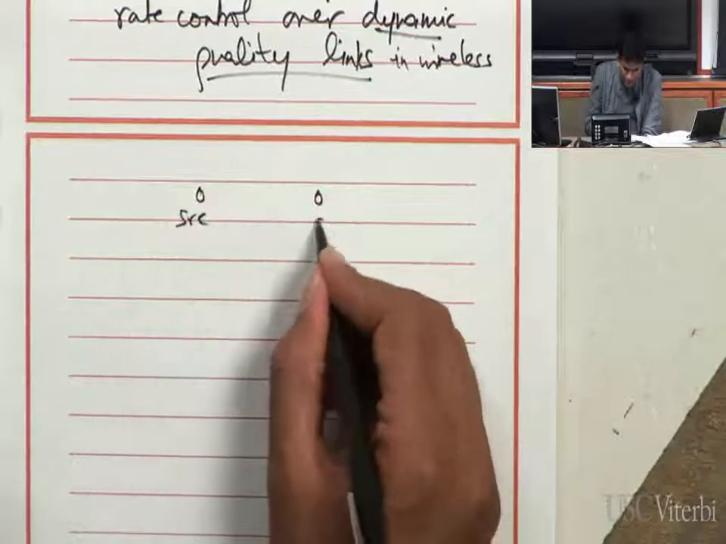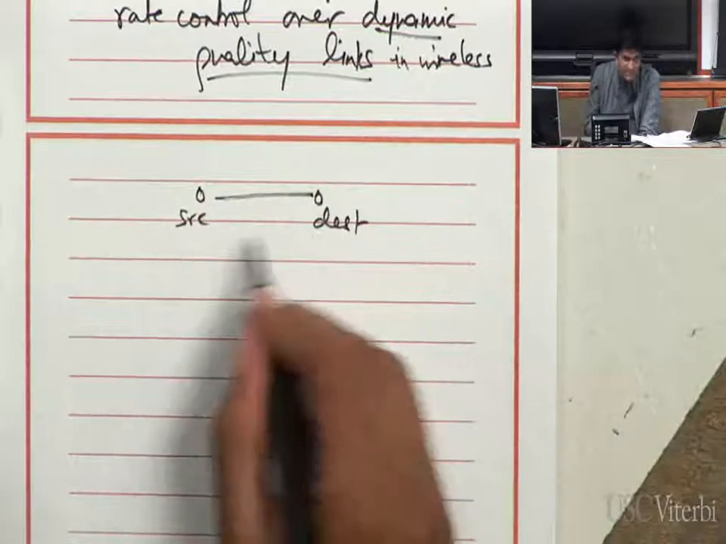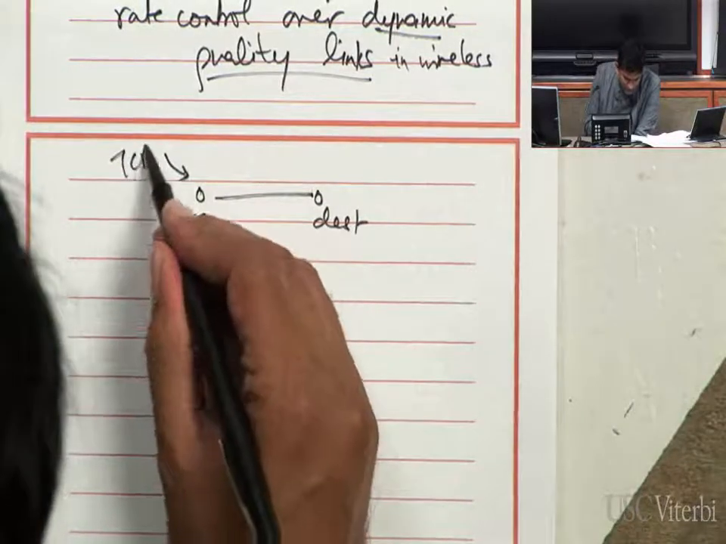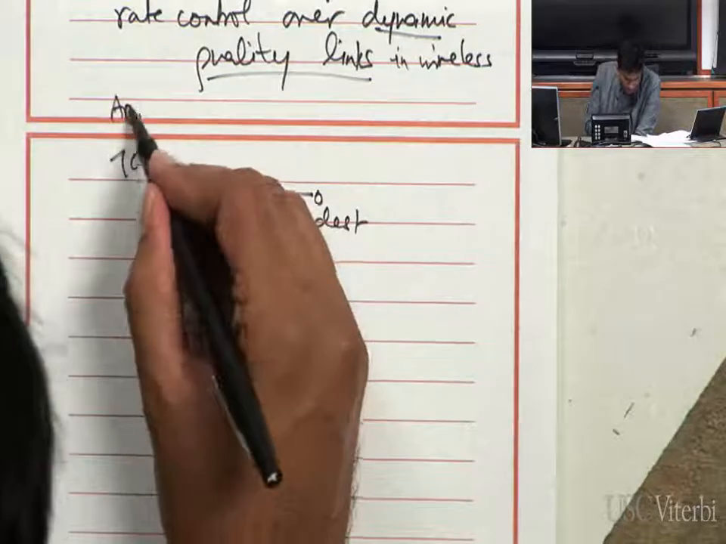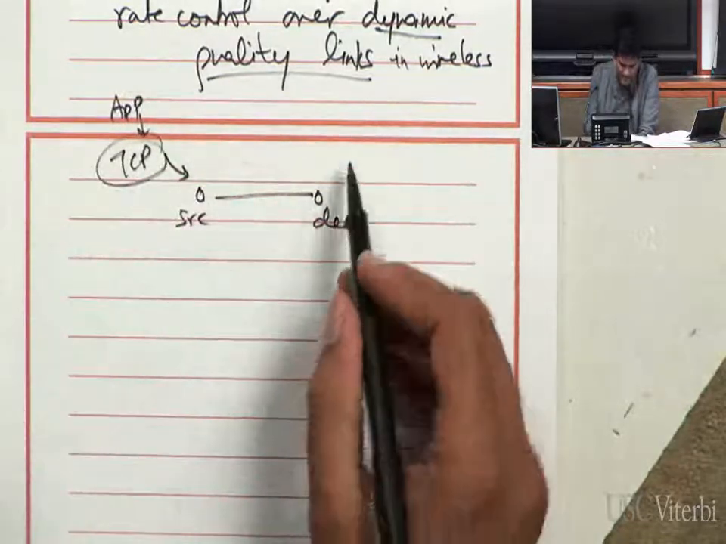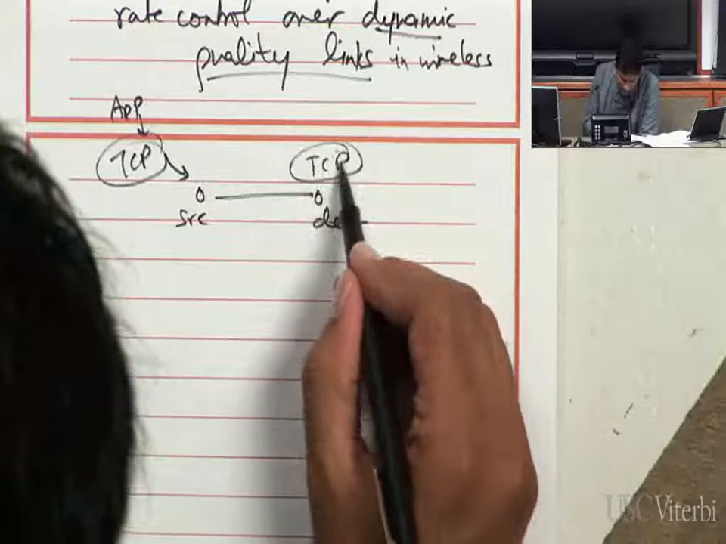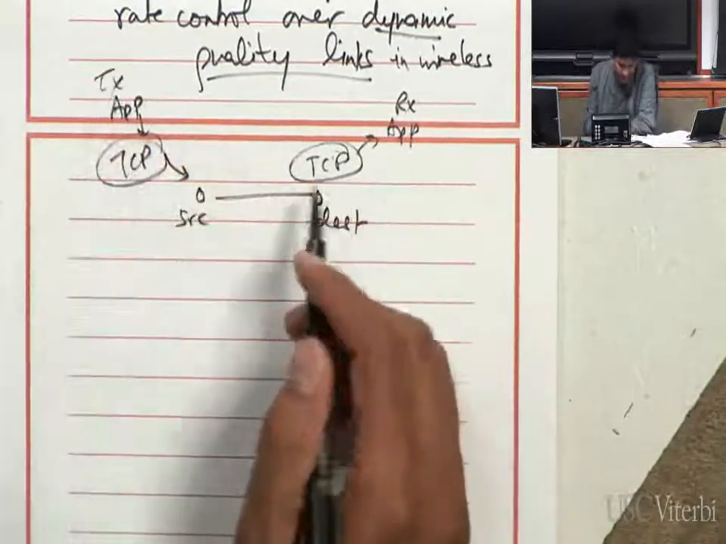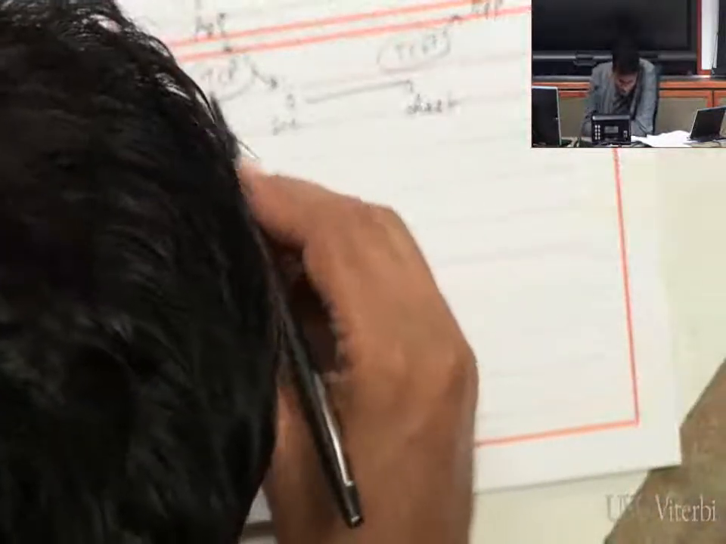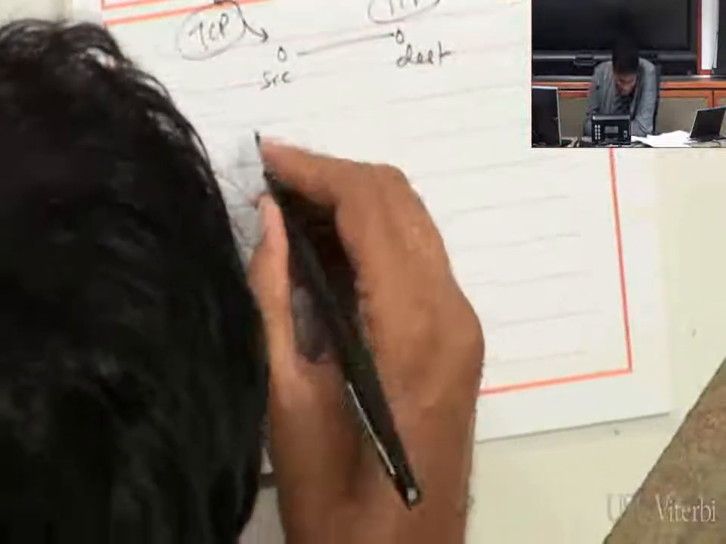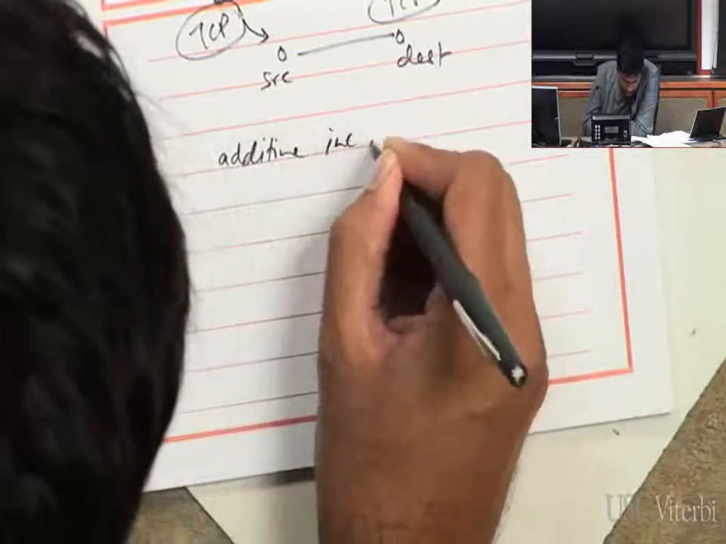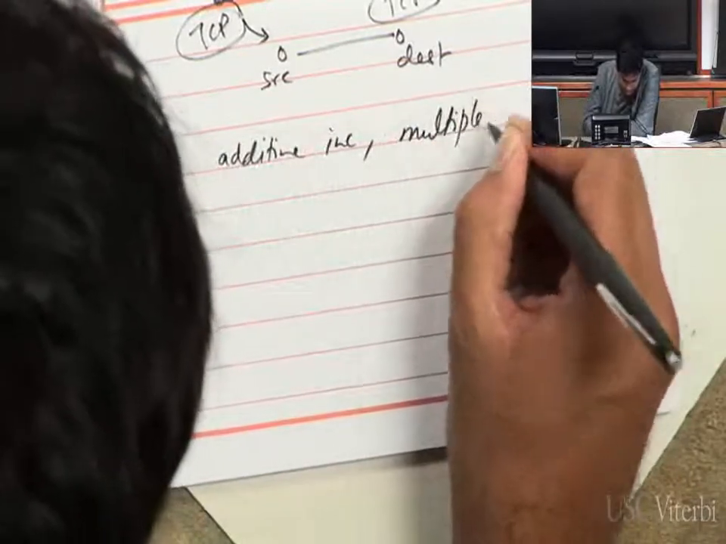So let's just take a source and a destination that are simply separated by a single hop. Okay, and I have the source sending data through a TCP stack, and then at the receiver end, of course, I have TCP delivering it to my receiver. So what ends up happening? Note that in traditional TCP, you're doing congestion control. You do additive increase, multiplicative decrease.